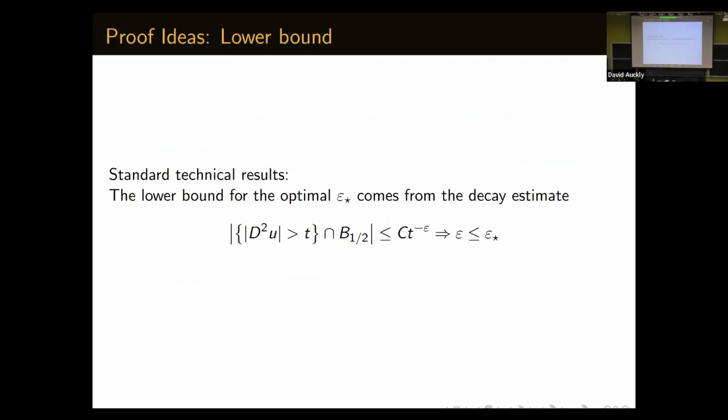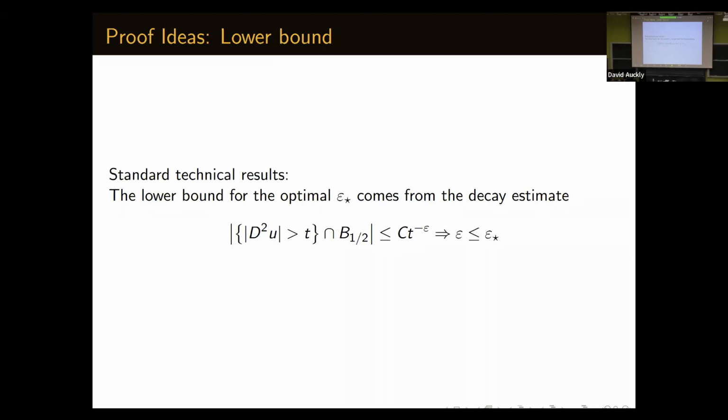And then the lower bound comes from the L epsilon estimates, which means if you want to show that the Hessian is in L epsilon, you can do this by showing a decay of the measure of the sets where my Hessian is very big. Okay? So what you do is you slice the set where the Hessian is very big into stripes.